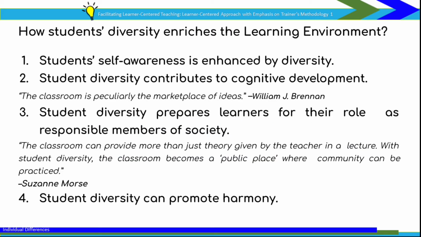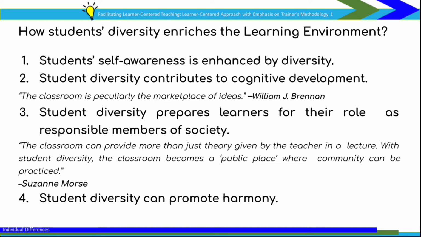How student diversity enriches the learning environment. Here are some of the learning opportunities that students' diversity can bring to your classroom. First, students' self-awareness is enhanced by diversity. Exposing students to others with diverse backgrounds will also help the students to focus on their self-awareness.